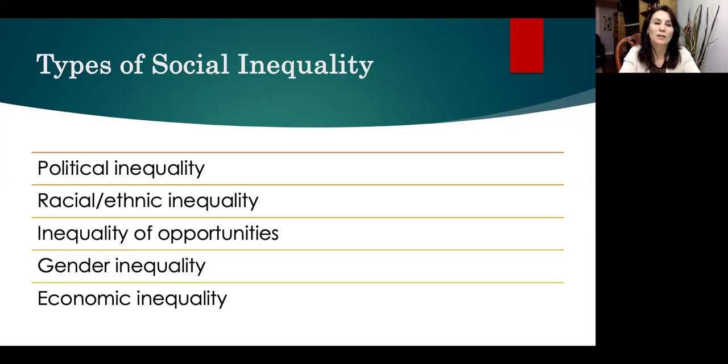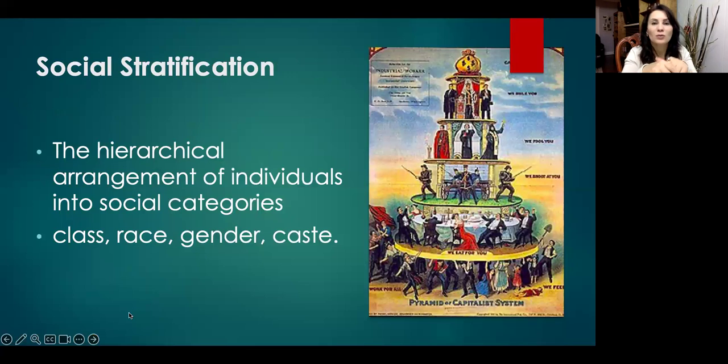So that is what differences in opportunities in society means. We also talked about gender inequality and economic inequality. In our class, we are not going to explore these inequalities in a deep sense. All we want to know is what kind of inequalities we are talking about and how social structures may affect those inequalities.